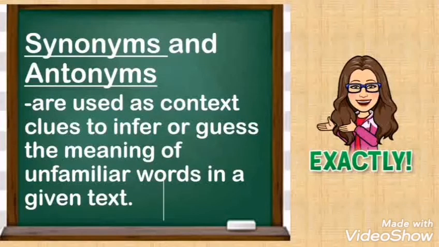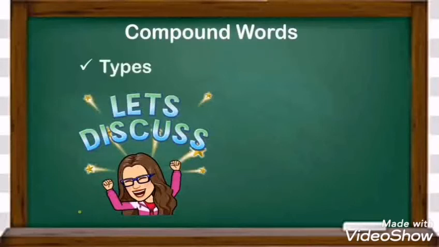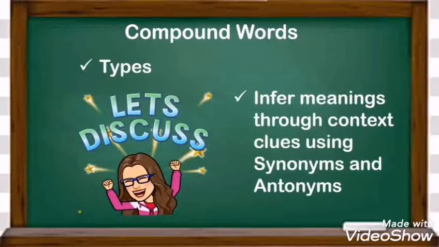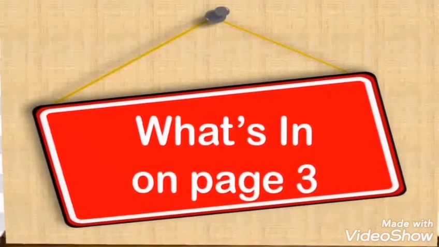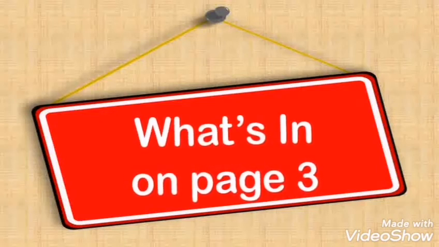Synonyms and antonyms are used as context clues to infer or guess the meaning of unfamiliar words in a given text. Today, we will further discuss compound words, their types, and the ways to infer the meanings through context clues using synonyms and antonyms.